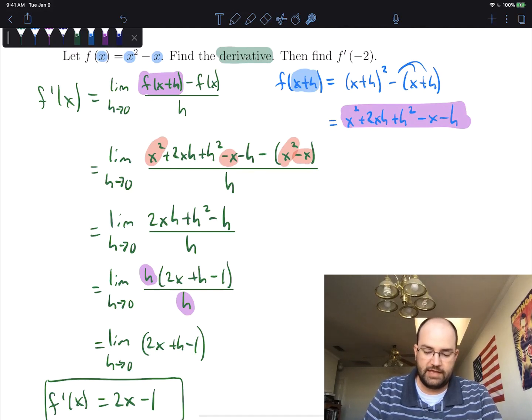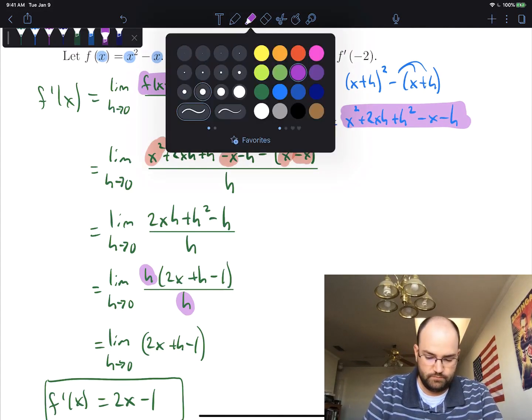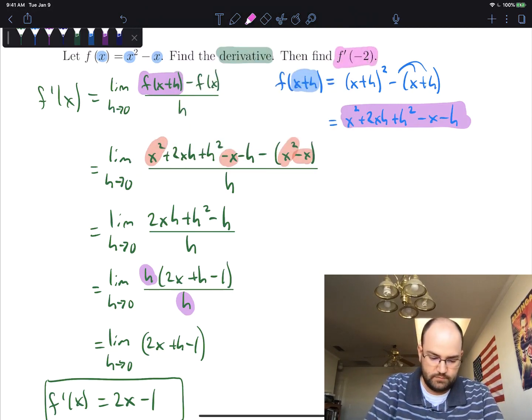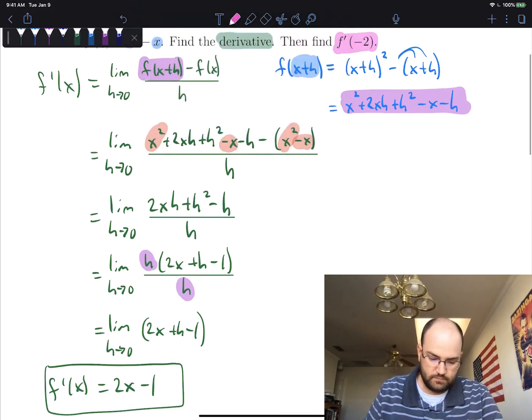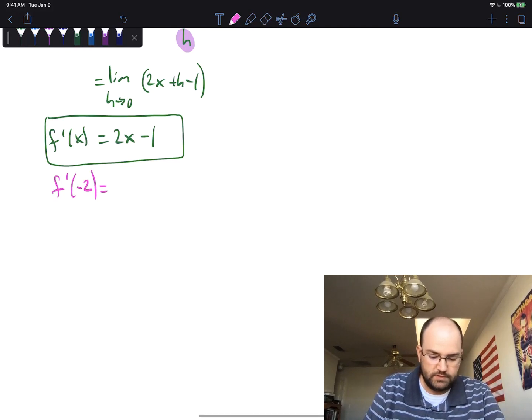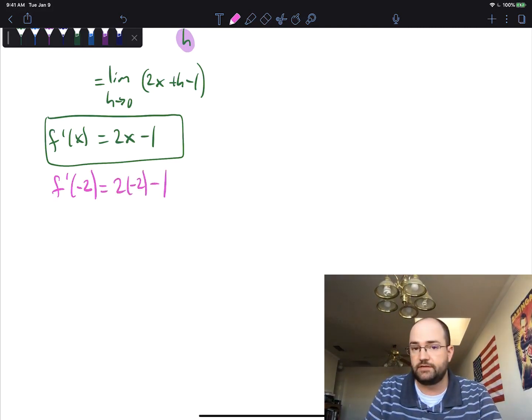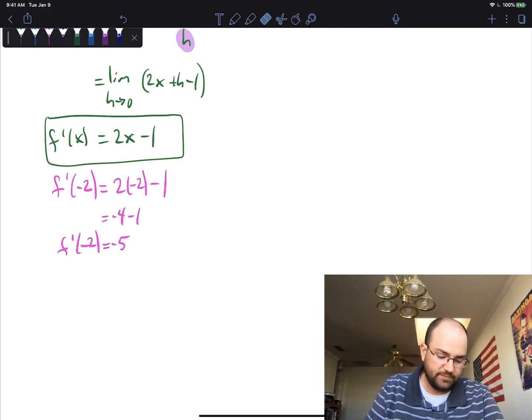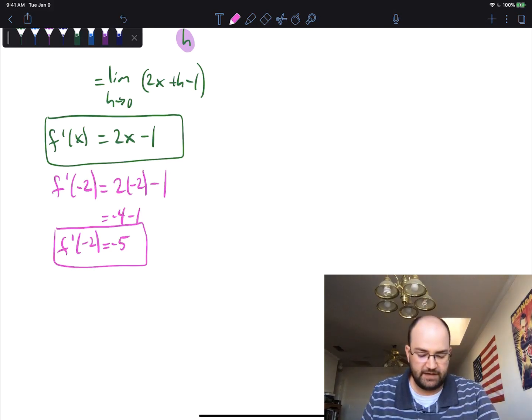Now we want to figure out f prime of negative 2. And let's do that in pink. So f prime of negative 2 is 2 times negative 2 minus 1. And then just simplify. 2 times negative 2 is negative 4. Negative 4 minus 1 is negative 5. So f prime of negative 2 is negative 5. Awesome.